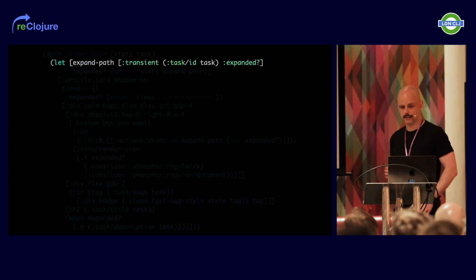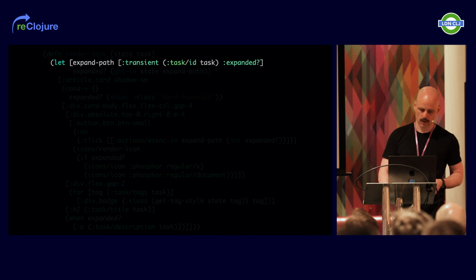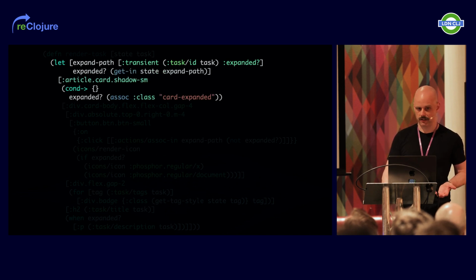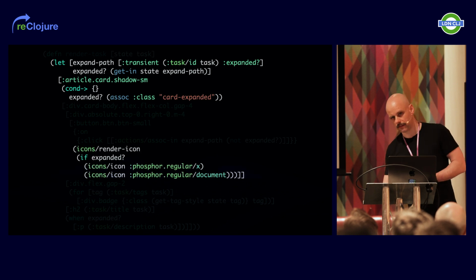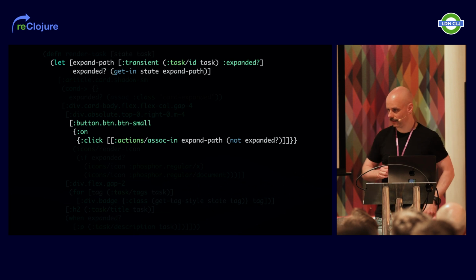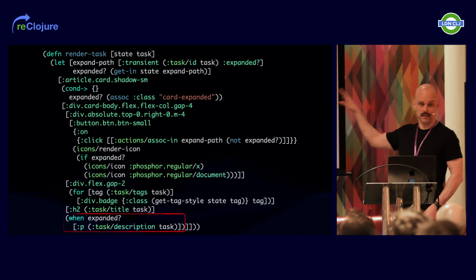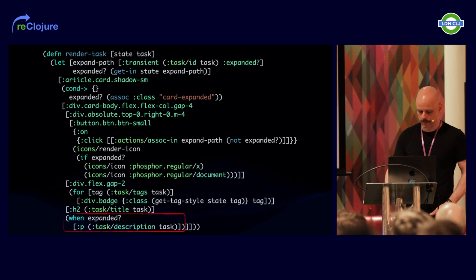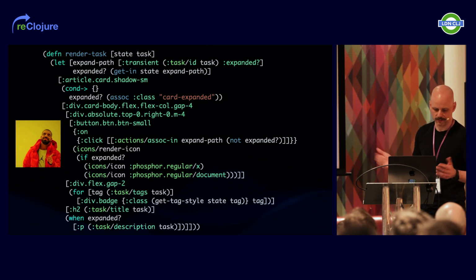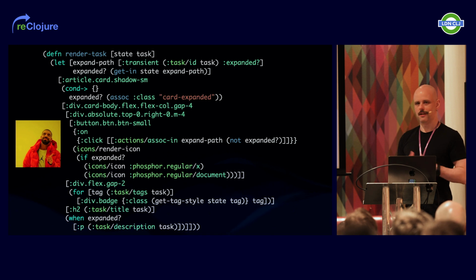Here I have the path inside the state to check whether a single task has been expanded. I can grab that value. If it's expanded, I'll add a class name to the card, select an appropriate icon for the toggle button, make the toggle button toggle the expanded path, and then finally render the description at the end of the card when the card is expanded. And now, once again, UI is just data. It's fully declarative. All the mutations are centralized and out of the view, and things are just pure and simple.